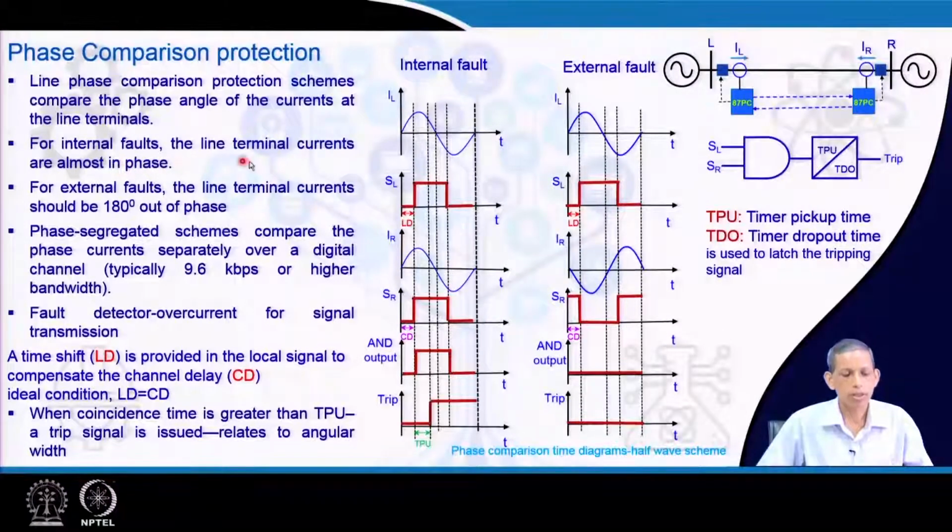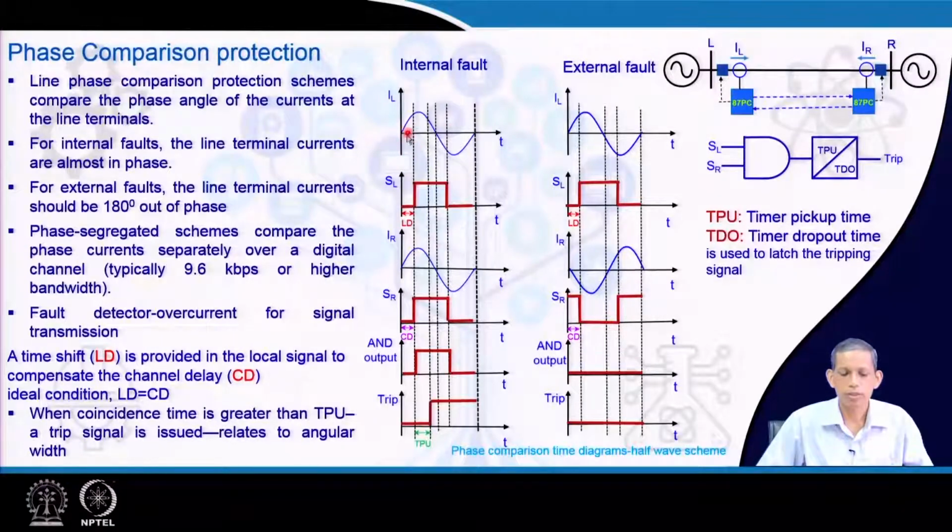For internal faults the line terminal currents are almost in phase, and for external faults the terminal currents are 180 degrees out of phase. So, the CT is connected as in the differential protection arrangement we see. Now, let us first consider the internal fault, and then we will discuss the external fault. Internal fault means a fault inside this line, and external fault is beyond R or beyond L.